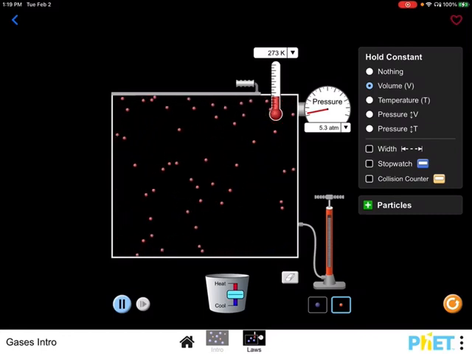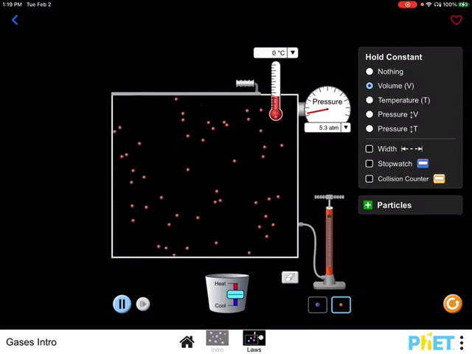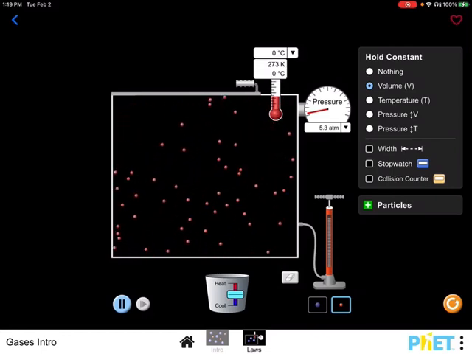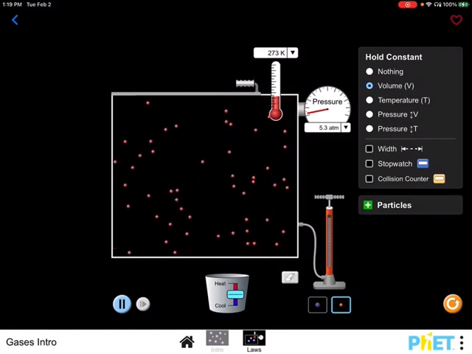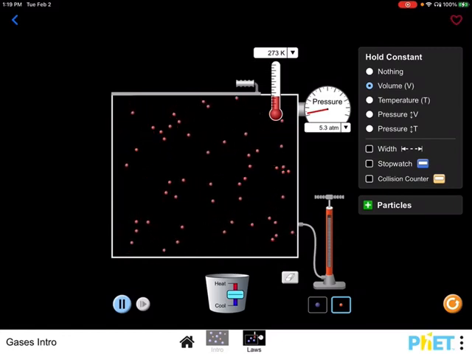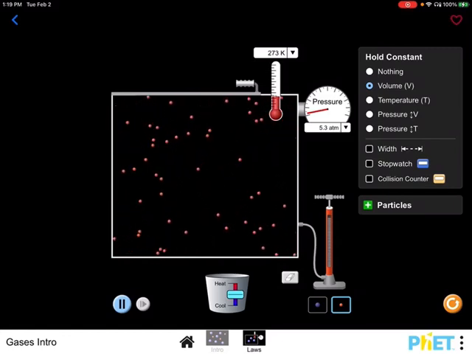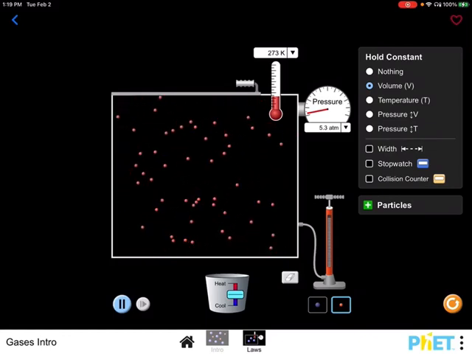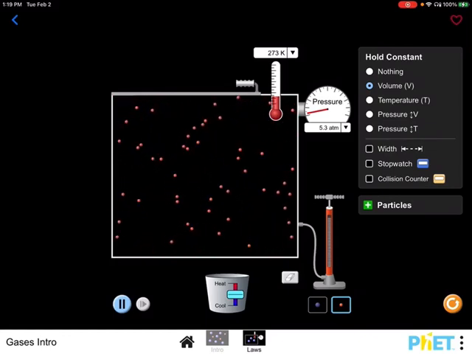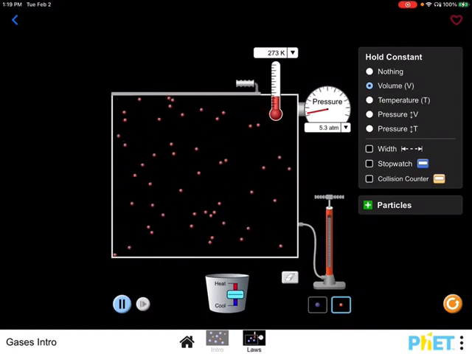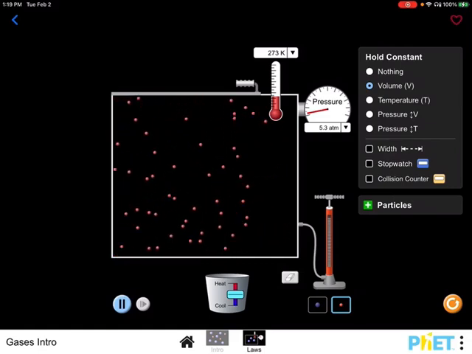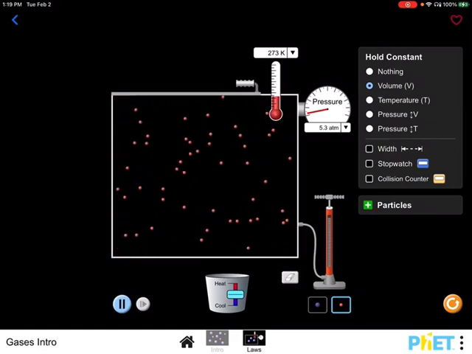So right now, my temperature is 0 degrees Celsius, which if we convert to Kelvin is 273 Kelvin. And if we look at this sample of a gas in the container right now, it has a pressure of 5.3 atmospheres. So you can put that down somewhere, just make a note of that. And what I'm going to do is heat this gas up, and we're going to observe what happens to the pressure in the container. So I'm going to try to heat it up to 293 Kelvin.